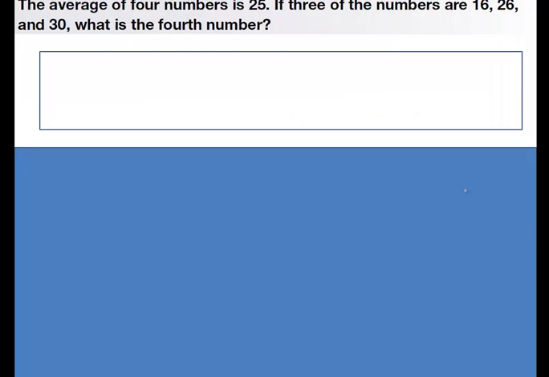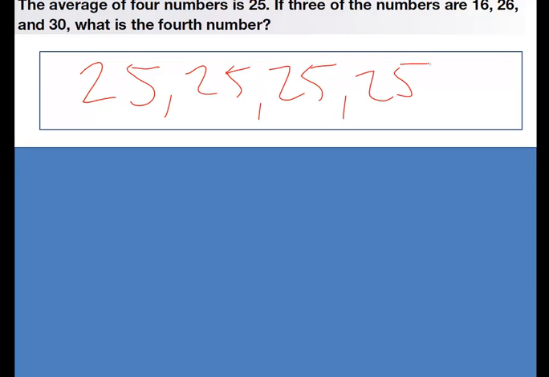The average of four numbers is 25. So automatically you can just say 25, 25, 25, and 25 are the scores. You can just say that right now. And those all total up to 100 points. So if three of the numbers are 16, 26, and 30, what is the fourth number?